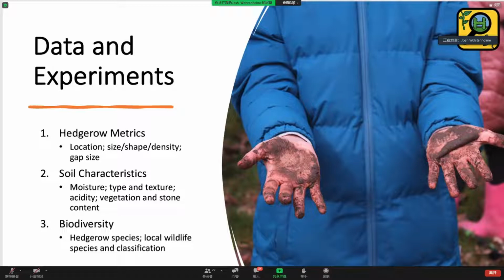And we're also looking at biodiversity, so different species of the hedgerow and local wildlife species, as well as classifying the region. And our participants, I should say, will also upload images and videos via the survey app. So the purpose of Hedge Hunters is to support and augment the artificial intelligence work that I've mentioned before, and to involve the Youth Climate Champions in active scientific research, whilst enhancing their environmental and digital knowledge.